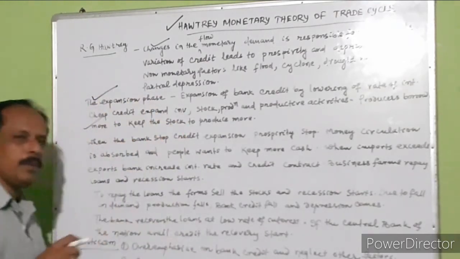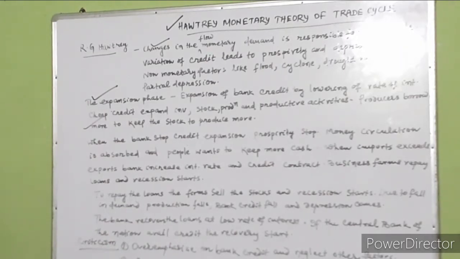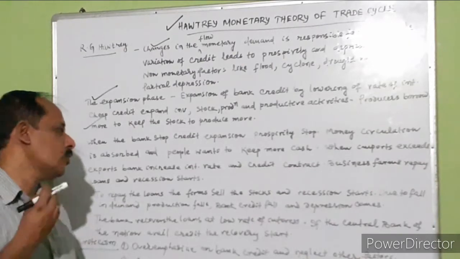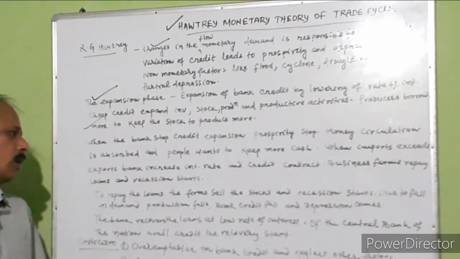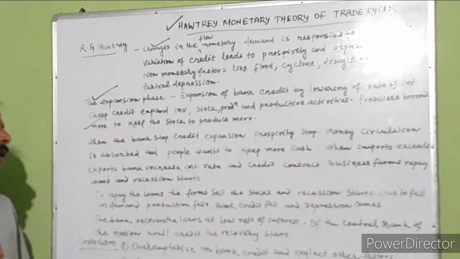And what do the people do? The people try to keep more liquid cash. In this case, when imports are more than exports, business firms repay the loans and recession starts. Why does the recession start? Because business firms repay the loans. So how can you revive the economy? That is very important. The firms repay the loans by selling their stock. The recession starts due to a fall in demand, production falls, bank credit reduces, and depression comes.